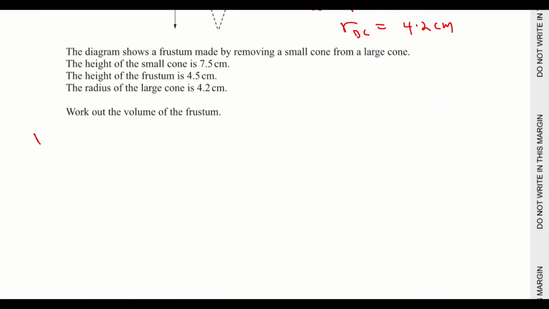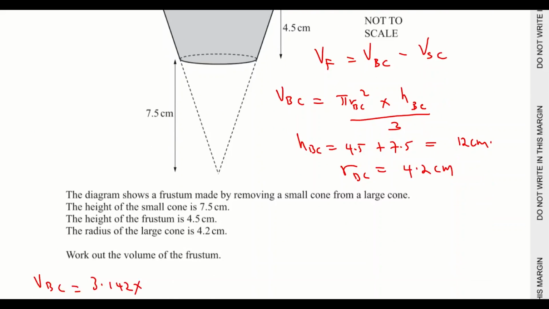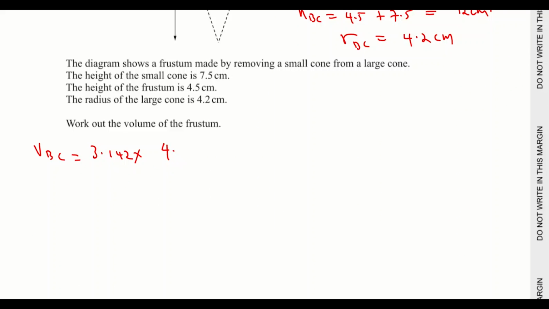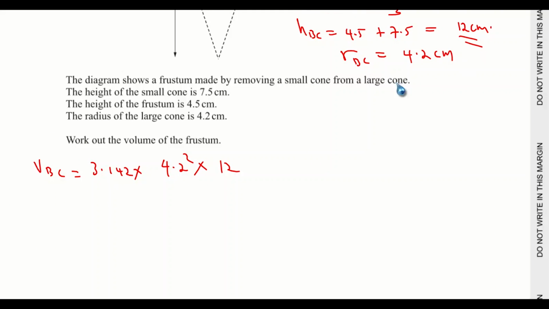So the volume of the bigger cone will be pi, 3.142, multiplied by the radius, which is given as 4.2, squared, multiplied by the height, which we found to be 12 centimeters, then divided by 3. If you input this into a calculator, you should get 221.6995 centimeters cubed.